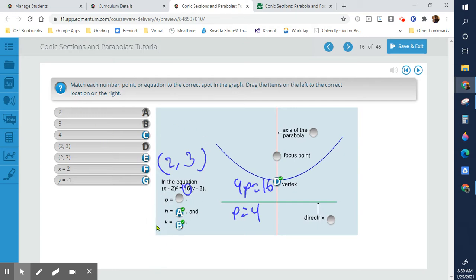So that's the k value. The k is the y value of our vertex. We need to find our p. Well, we already solved for p. That's 4. So we're just going to drag this 4, put it right there.